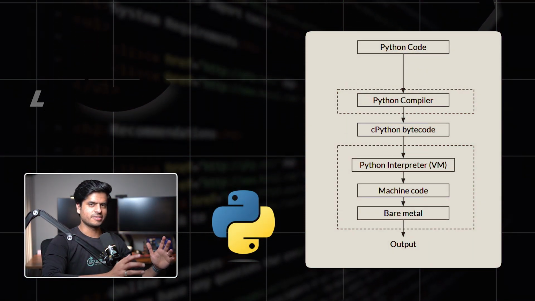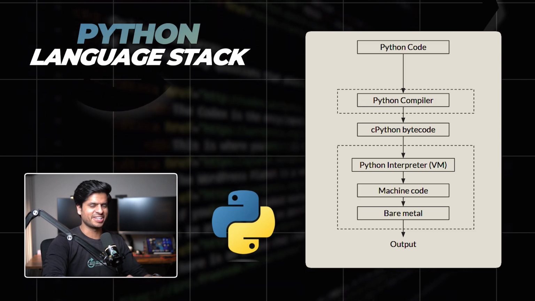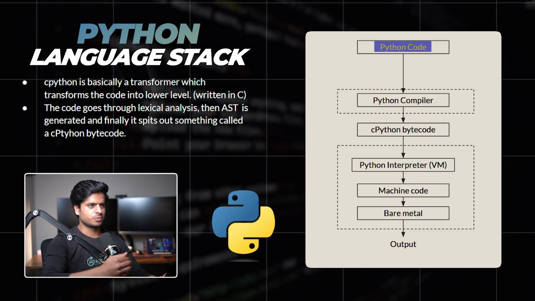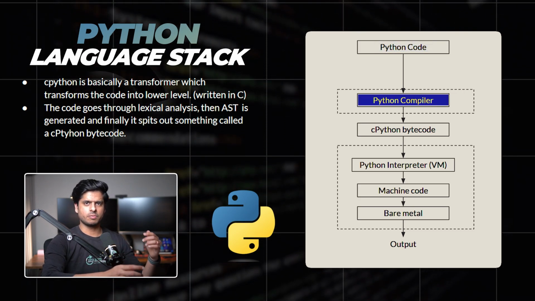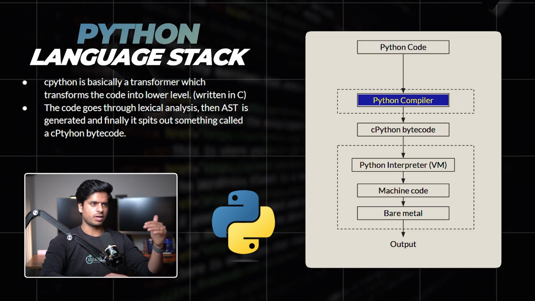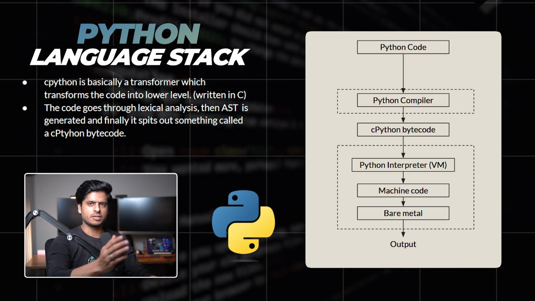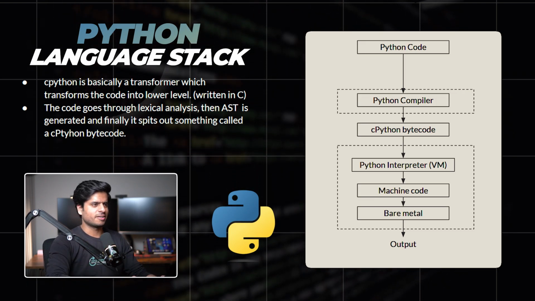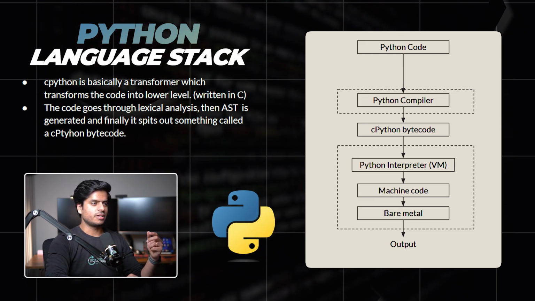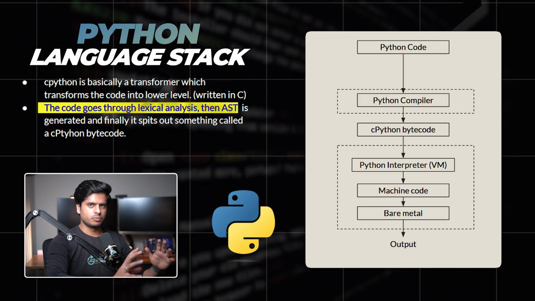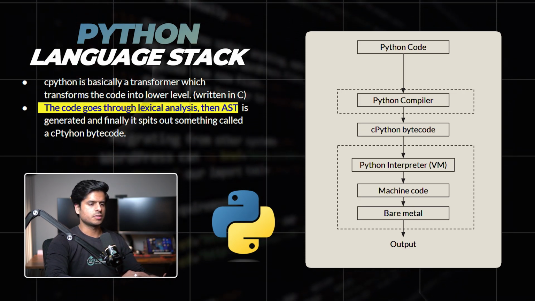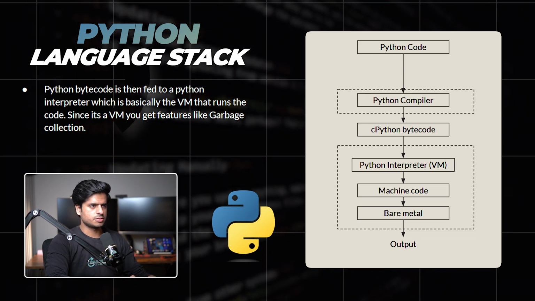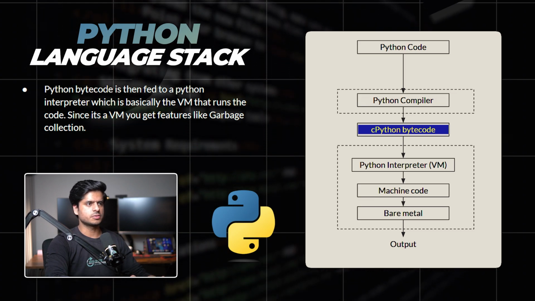All right, now Python. The snake, not really the snake. For Python, we have the Python code at the top. Of course, it goes through the Python compiler, which is actually a transformer that transforms the code into lower level. It doesn't compile the code into machine code, and that's why it's not referred to as a compiler. It's actually kind of a transformer. Think of it like it still does most of what a compiler front end does, like lexical analysis, generating AST and whatnot. Finally, spitting out this CPython bytecode, which itself is platform independent.